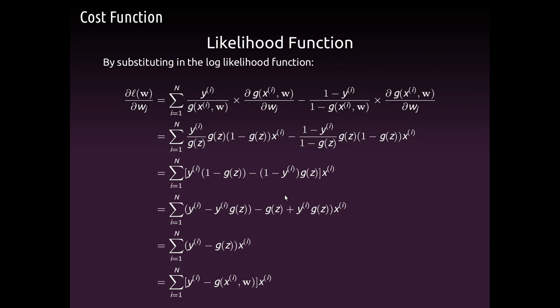Again we will multiply the y super i inside here, so it is equal to y super i minus y super i g of z minus g of z plus y super i g of z, multiplied by x super i. Here these both terms will be deleted, so we end up with the summation of y super i minus g of z multiplied by x, which equals y super i minus g of x super i and w. Now we will return back to the x and w notation, not the z notation, multiplied by x.